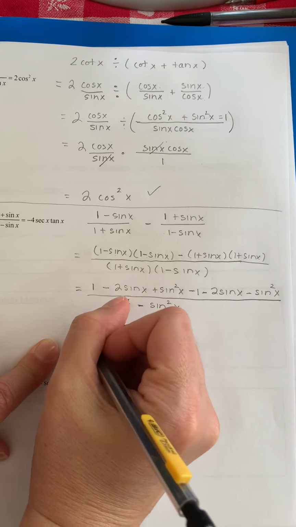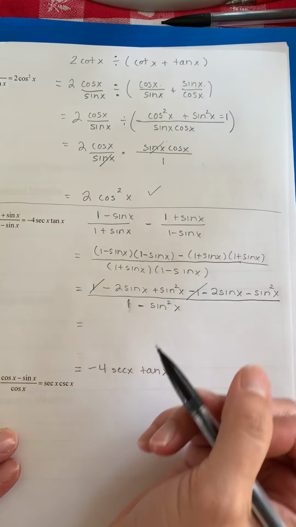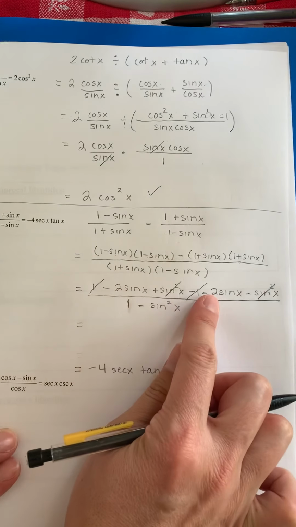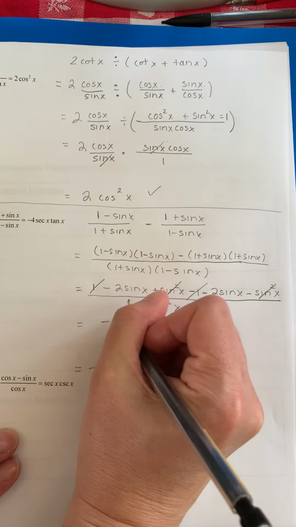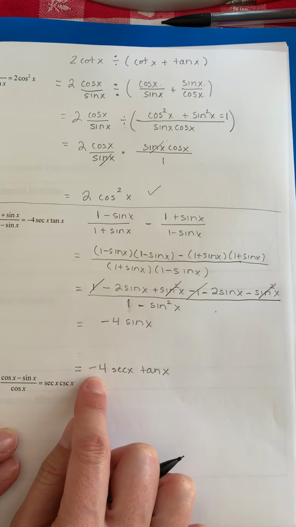So some good things happen at this stage. The 1 cancels with a negative 1. The sine squared cancels with a negative sine squared. We can add these two terms, so we're going to get a negative 4 sine x. Looking good because we want a negative 4 here.